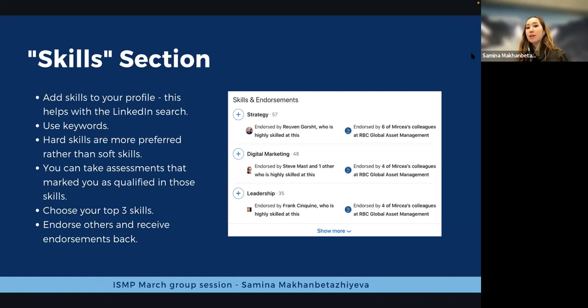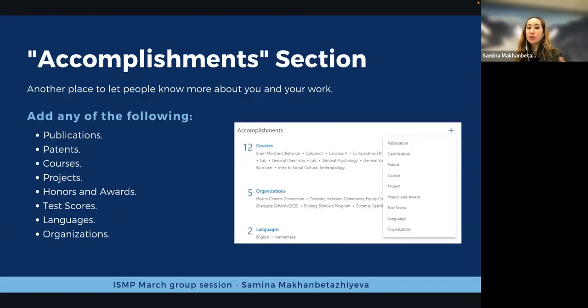Unless you make them public. So don't be afraid to take those and give it a try, but you're going to have an additional mark next to your skill showing that you have been verified, which is good.